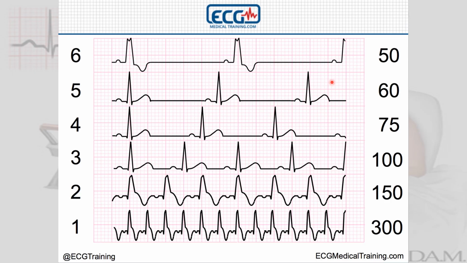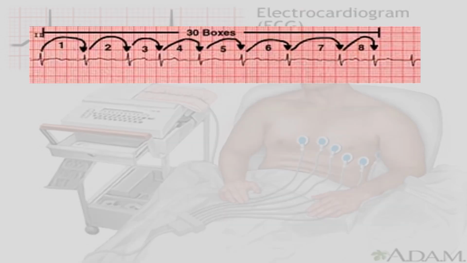So if the number of big squares between two waves is only 1 big square, the heart rate is 300. If there are 2 big squares, the heart rate is 150. 3 big squares, heart rate is 100. 4 big squares, 75. 5 big squares, 60. 6 big squares, 50. So you divide 300 over the number of big squares between two R waves. In this case, you have to be sure that the heart rate is regular.